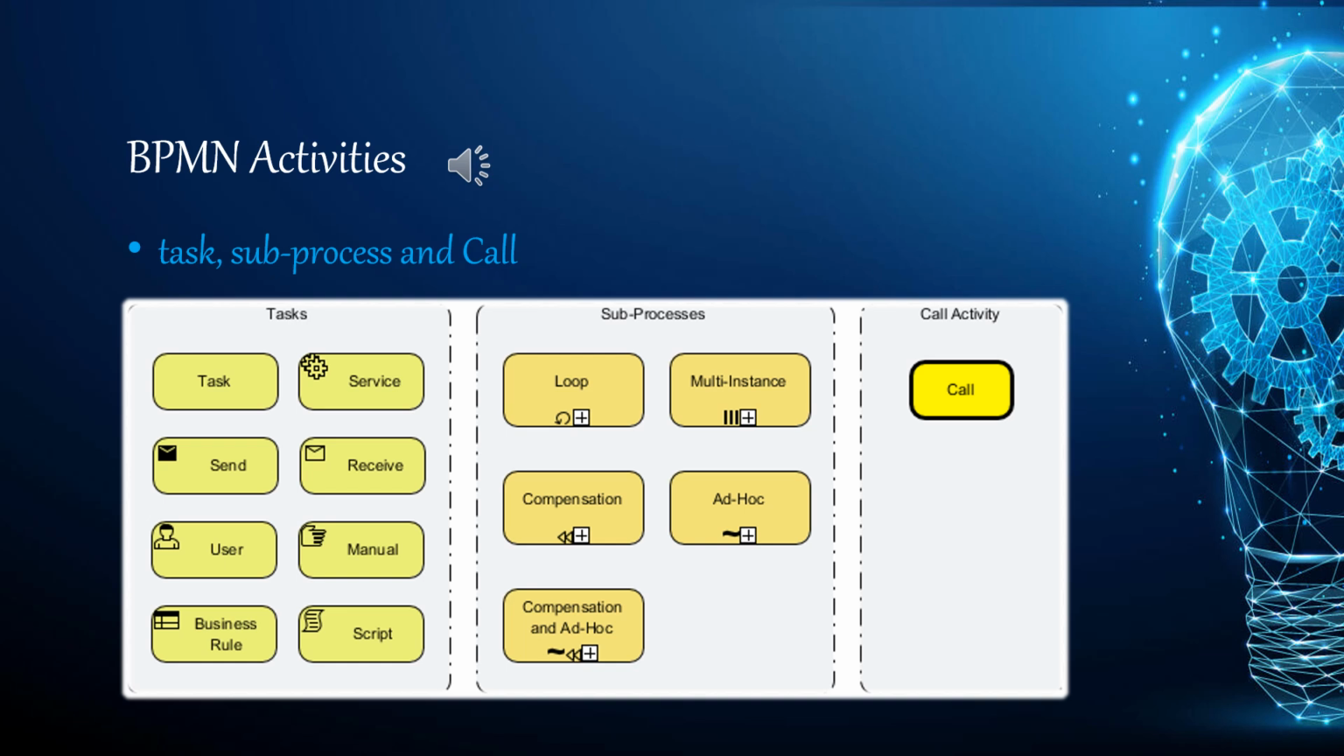A BPMN task is an atomic activity within a process flow. You can create a task when the activity cannot be broken down to a finer level of detail. Generally, a person or an application will perform the task when it is executed.